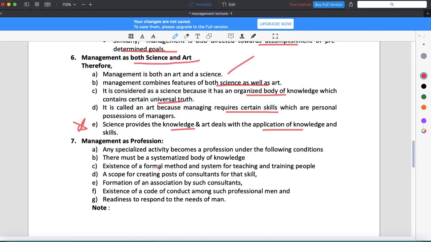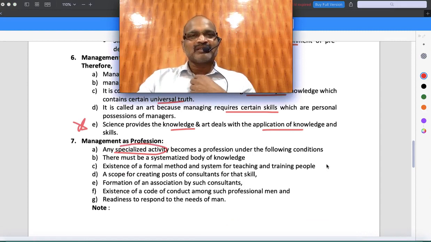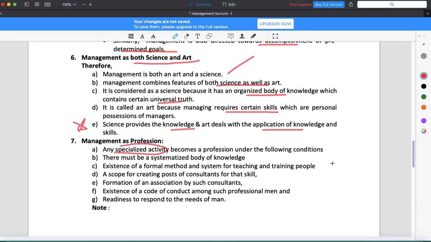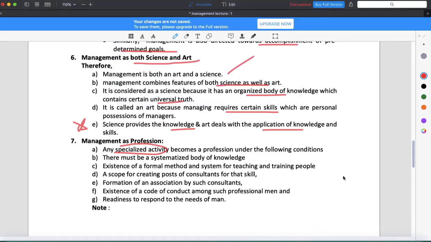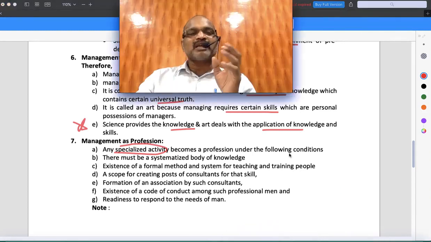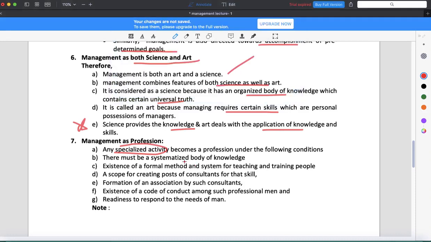Okay, profession means what? It says specialized activity. Like CMA is a profession, so it has a specialized activity. CA is a profession, it has a specialized activity. CS is a profession, it has a specialized activity, right? Every profession, like law, CA, CMA, is a specialized activity. Again, systematic knowledge should be there, a proper method is there. CA has a proper method, CMA has a proper method, proper training is there.